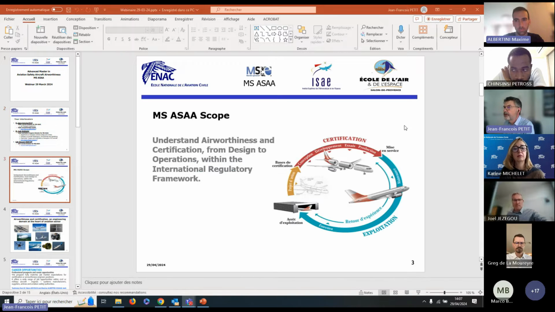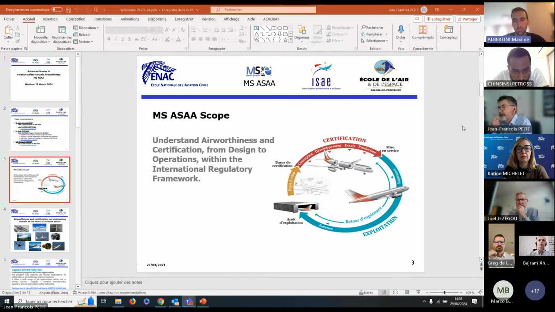Okay, so let's start with a short overview of the scope of this Advanced Master Program. So this is basically to understand airworthiness and certification from design to operations within the international regulatory framework. So what does it mean? In fact, this means that it covers the entire life cycle of the aircraft, from project to end of service or removal from service. And of course, it will encompass initial certification, entry into service, operations, including maintenance, and also management of in-service events. So this is really, as I said, covering the entire life cycle of the aircraft.